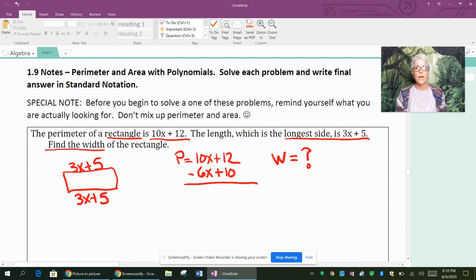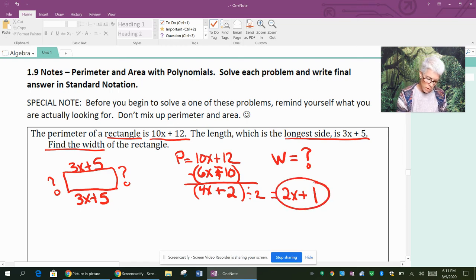Now again, watch this when I subtract. If I subtract this whole thing, this positive becomes a negative. So 12 minus 10 is 2. 10x minus 6x is 4x. That is a positive 2. Now, guess what? This isn't the answer to my question, because 4x plus 2 represents the total length of these two sides. Now, I do know that these two sides are exactly the same. So let's just divide what I have, 4x plus 2, in half, and then I'll get one of the sides. So that would be 2x plus 1. So it wants the width of the rectangle. So there it is. There's my width.